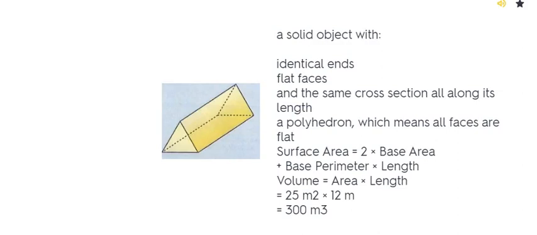Prism. A solid object with identical ends, flat faces, and the same cross-section all along its length. A polyhedron, which means all faces are flat. Surface area equals 2 x base area plus base perimeter x length. Volume equals area x length, equals 25 meters² x 12 meters, equals 300 m³.